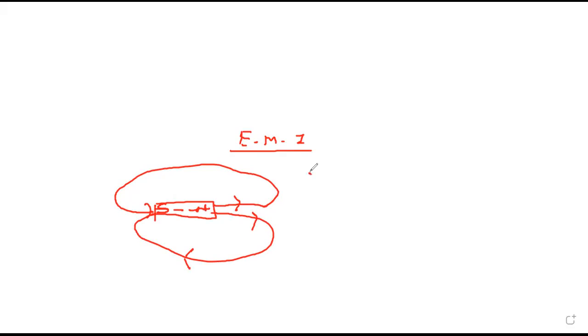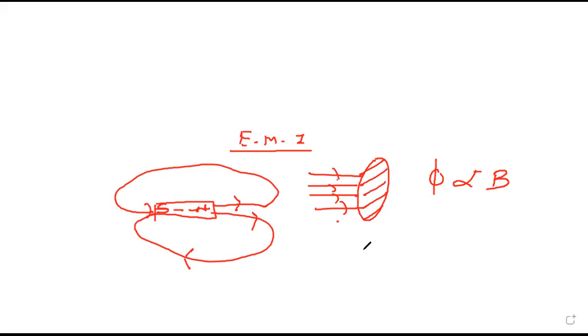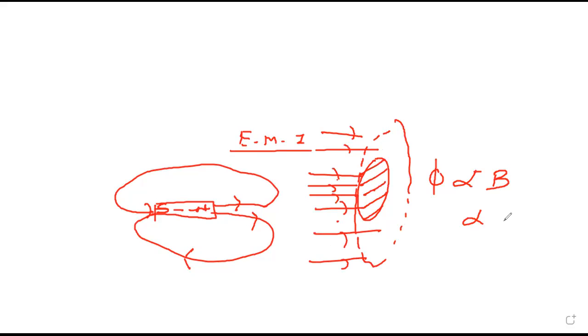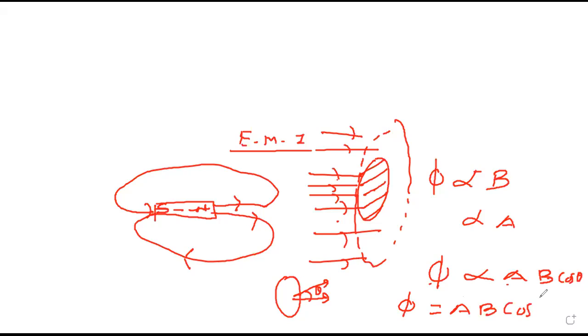Now, if I imagine only part of the lines, and here a coil, this perpendicular component of magnetic field associated with the coil is called flux. So I can say flux is directly proportional to field strength. If I increase the area of the coil, then the field associated with the coil will increase. So it is directly proportional to area also. So magnetic flux depends upon A and B. If the field makes angle theta with the normal, then the perpendicular field will become B cos theta. So flux is A B cos theta.